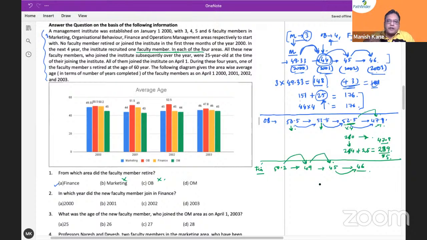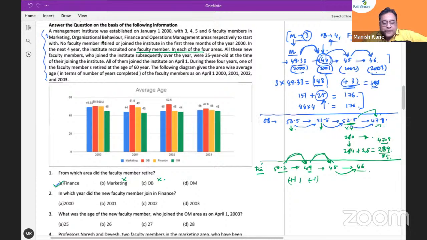एक dip तो ठीक है, there is a new addition. The second dip is only possible if somebody whose age was more than 50.2 or was more than the average left the group. So without doing anything else, now I know for sure that finance से तो एक व्यक्ति गया, मतलब finance में +1 भी हुआ और -1 भी हुआ. How did I know that? There are 2 dips in the average. First 50.2 से 49 हुआ, फिर 49 से 45 हो गया. So these 2 drops tell me that the only area from which a member would have retired is finance.